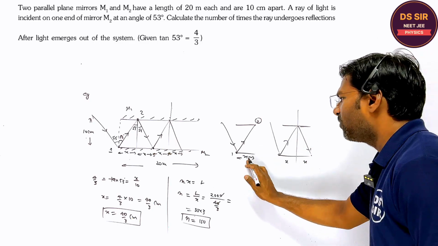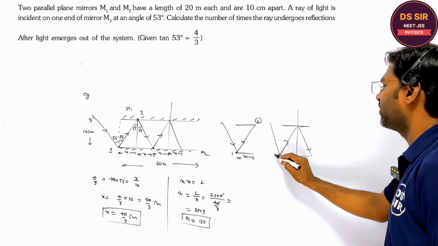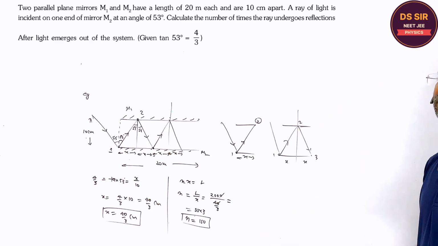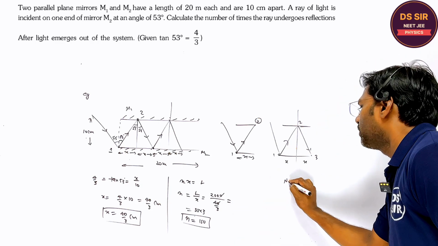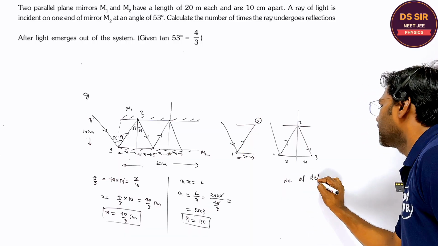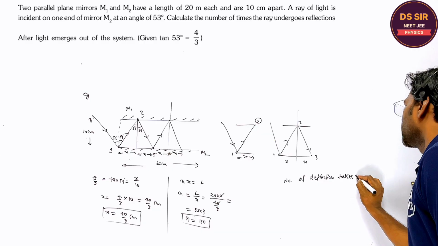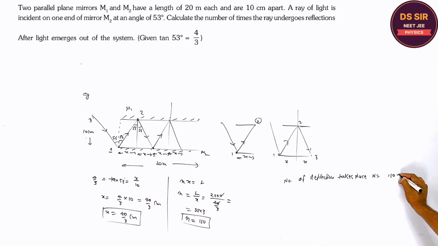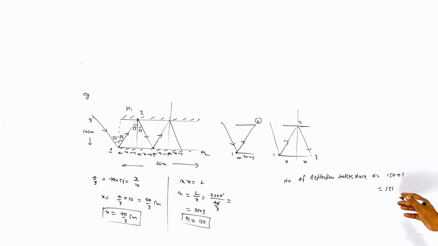Therefore, if only 1x is the distance, 2 reflections, and for 2x distance, 3 reflections, 1, 2, 3. How many x are there? Say 150. So one reflection you have to add. So the number of reflections that take place, capital N, is equal to 150 plus 1, which is 151. One reflection is added. All right, copy this.